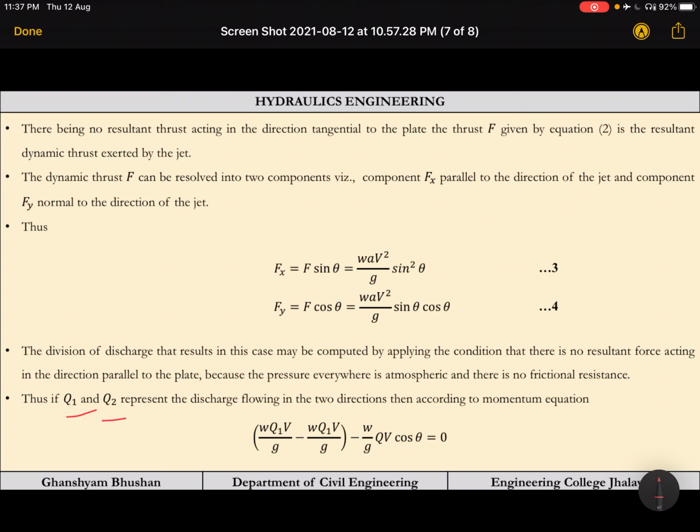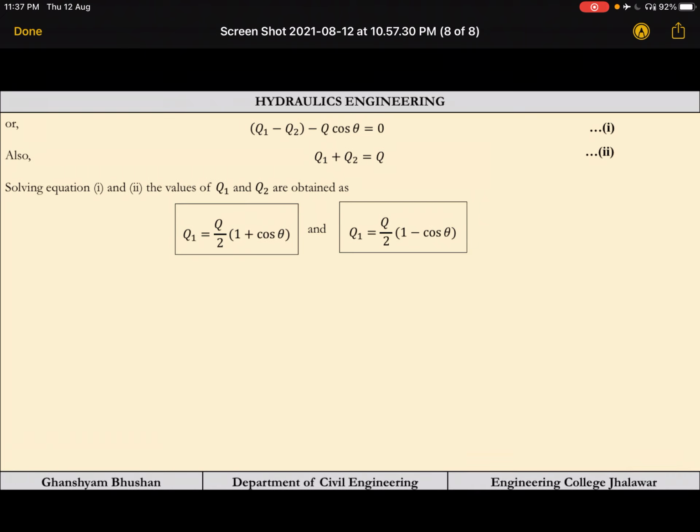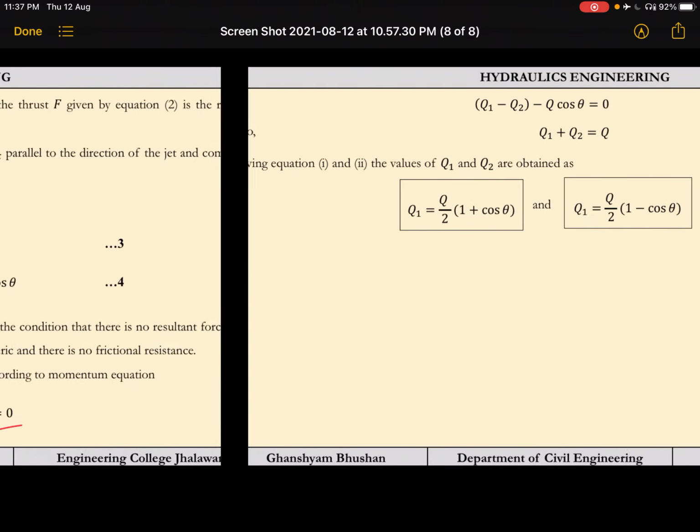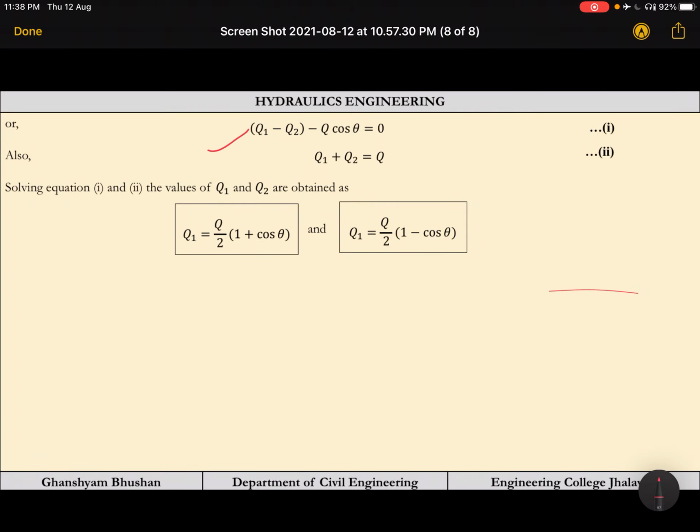Then according to the momentum equation, this is WQ1 V by g minus WQ2 V by g minus W by g QV cos theta. So this is not Q1, this is Q2. All the terms will cancel out, so finally it becomes Q1 minus Q2 minus Q cos theta equals 0. And Q1 plus Q2 is Q. After solving these two equations, you get Q1 is Q by 2 into (1 plus cos theta) and Q2 is Q by 2 into (1 minus cos theta).